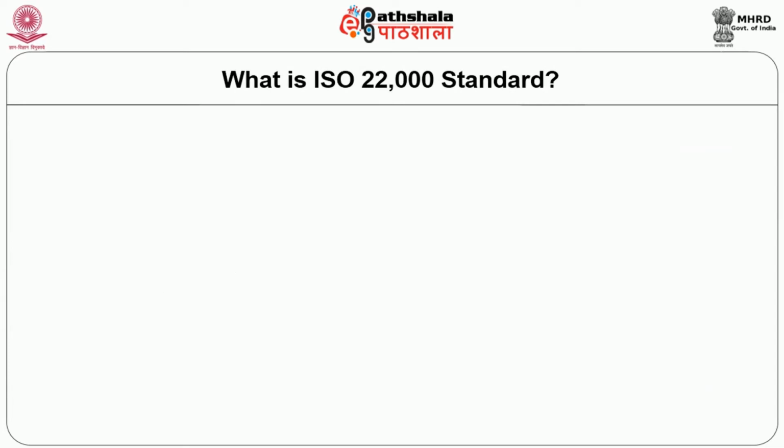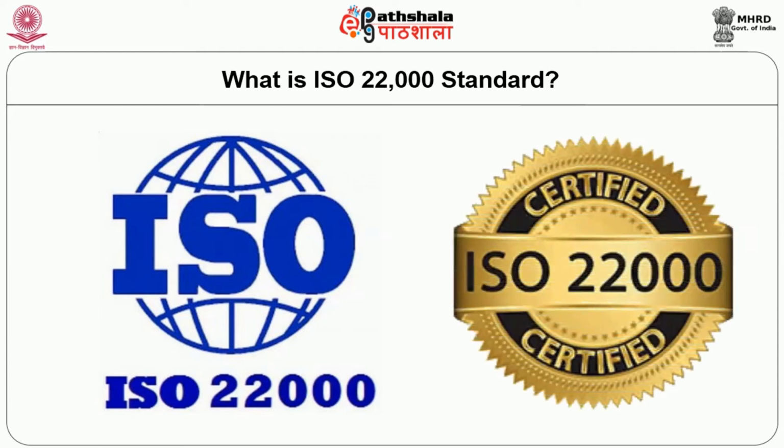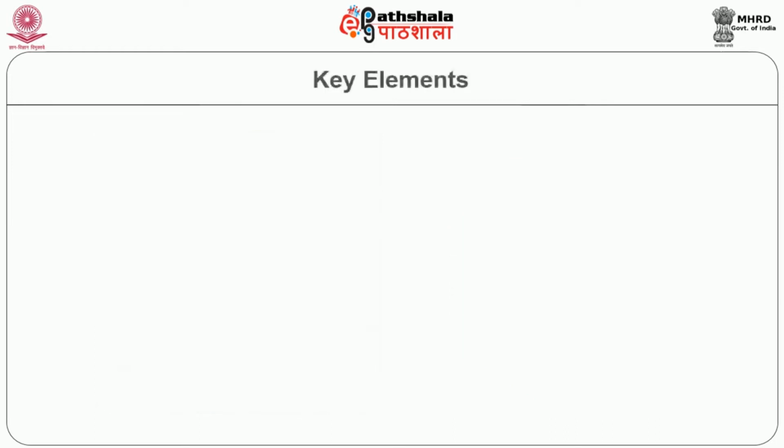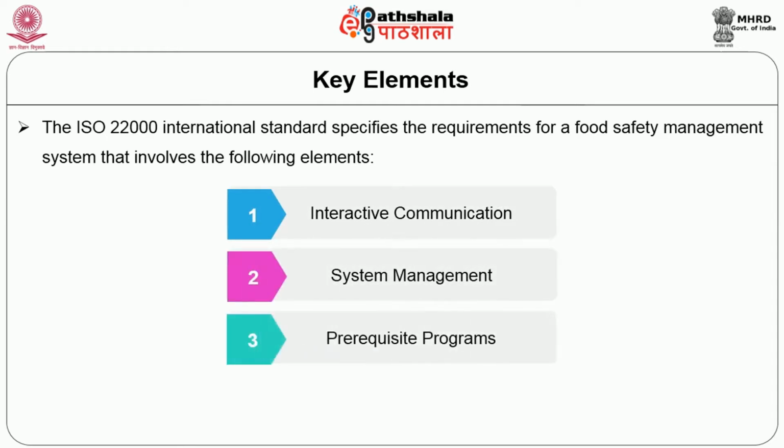Now let us see what the ISO 22000 standard is. ISO 22000 is a food safety management system that can be applied to any organization in the food chain. Becoming certified to ISO 22000 allows a company to show their customers that they have a food safety management system in place. The key elements of ISO 22000 include interactive communication, system management, prerequisite programs and HACCP principles.